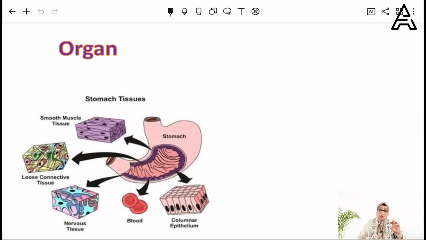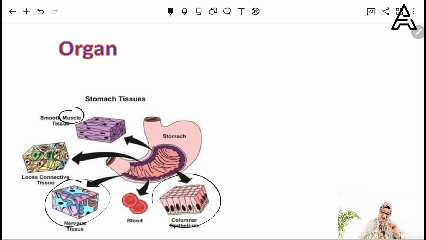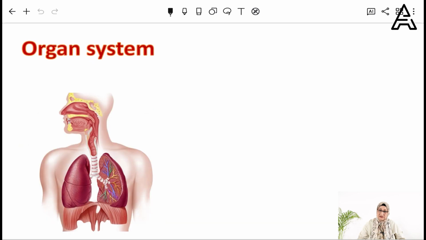Okay, a group of different tissues that work together for the same function. This is the stomach. The stomach has muscle tissue to help the movement of the food inside the stomach. It has columnar tissue, which secretes the enzyme. It has nervous tissue, which controls the movement of the stomach. It has another tissue that secretes HCl. So different tissues but they all perform the same digestive function. So this is called an organ. A group of different organs that work together for the same function is called an organ system.